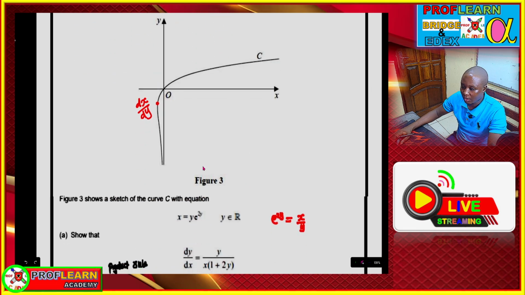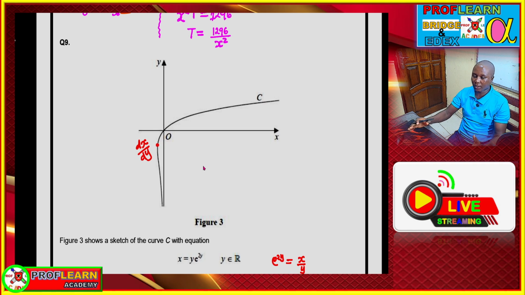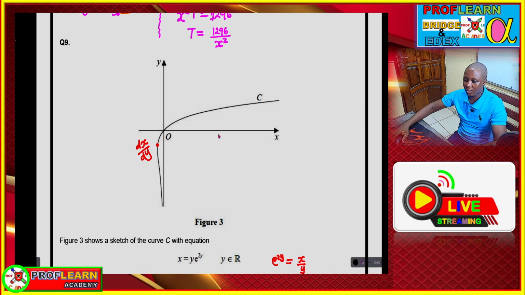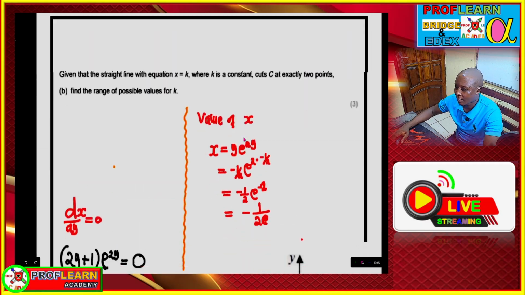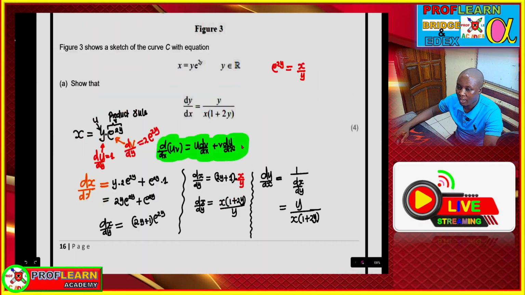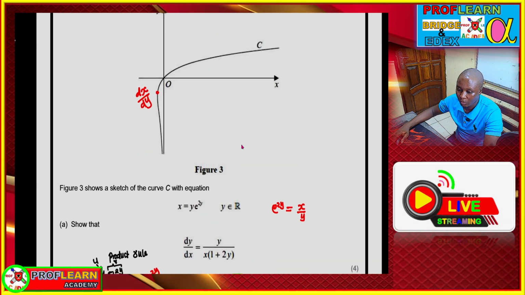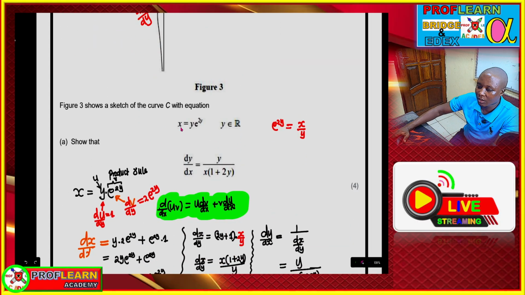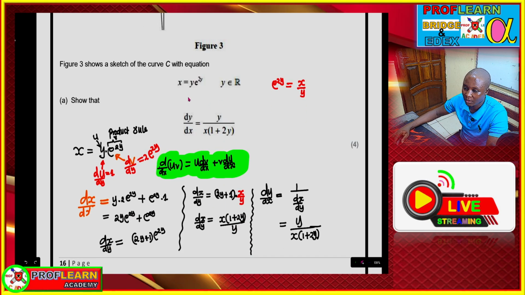Last but not least, we have a question also to do with differentiation, but now a little bit of a different approach. And I think that is going to mark the end of our question. You can see we are given x equals y e to the 2y. Express dy/dx in terms of y, and then you are supposed to show that dy/dx is equal to y over x into 1 plus 2y.